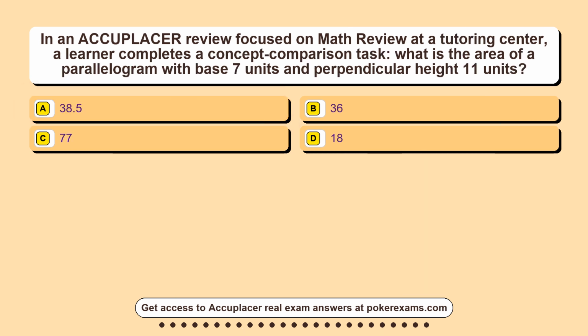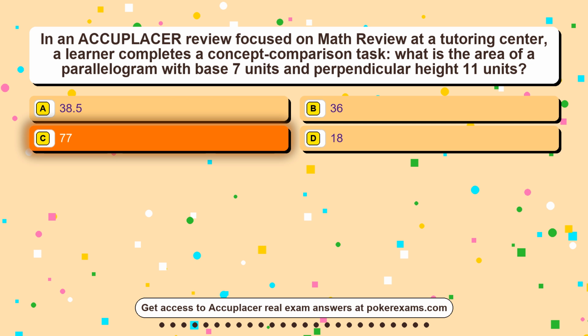Question 3. In an Accuplacer review focused on math review at a tutoring center, a learner completes a concept-comparison task. What is the area of a parallelogram with base 7 units and perpendicular height 11 units? Option A, 38.5. Option B, 36. Option C, 77. Option D, 18. The correct answer is option C, 77.